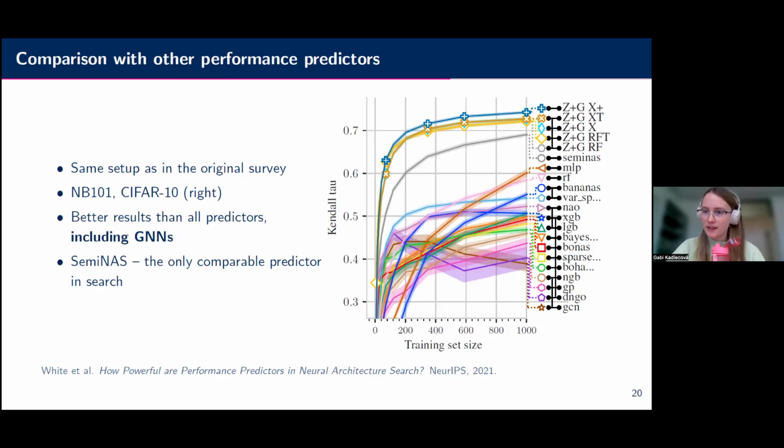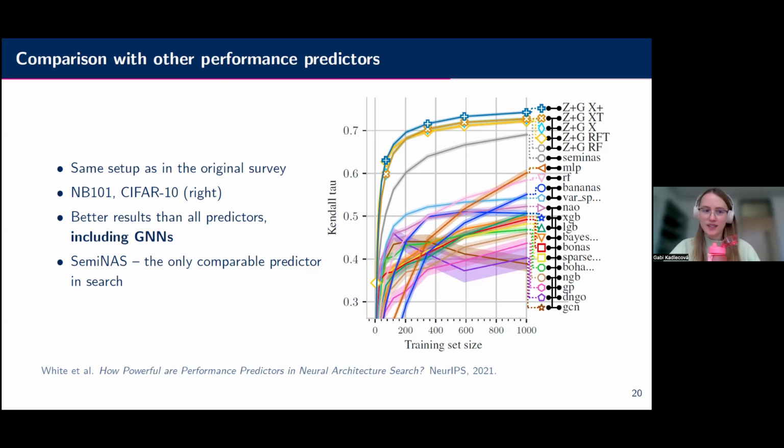All right. Then we also compared with other predictors because so far it was just random forest and a bunch of encodings, and surely MLPs or GNNs will be better, right? Well, no. There was a survey about performance predictors by Colin White and others, called How Powerful Are Performance Predictors in NAS.